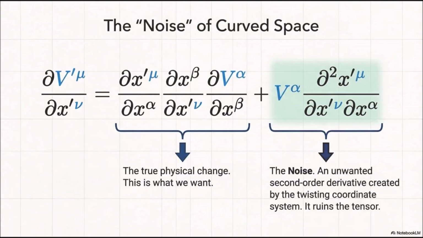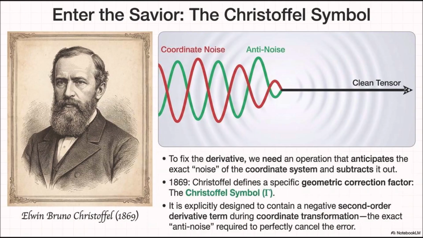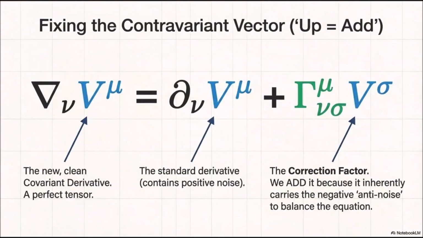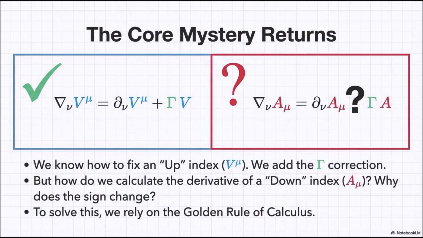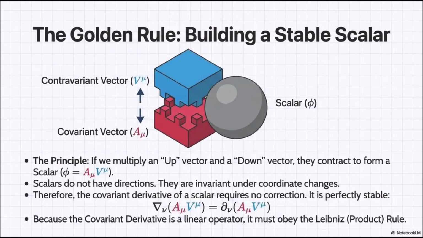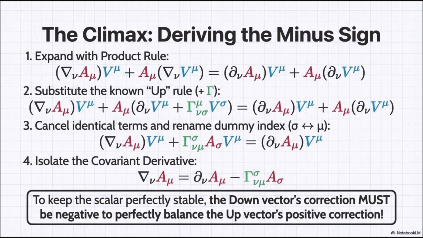But remember how we built our scalar. We built it out of a contravariant vector, which stretches with the coordinates, and a covariant vector, which shrinks inversely to the coordinates. One stretches, one shrinks. Exactly. Because the contravariant vector requires a positive Christoffel correction to cancel its coordinate noise, the covariant vector is mathematically mandated to have a negative Christoffel correction. The minus sign isn't an arbitrary choice made by a mathematician. It is the exact unyielding debt that must be paid to ensure the scalar remains perfectly unchanged. One twists right, the other twists left, and the minus sign is the fulcrum that balances them perfectly to zero.